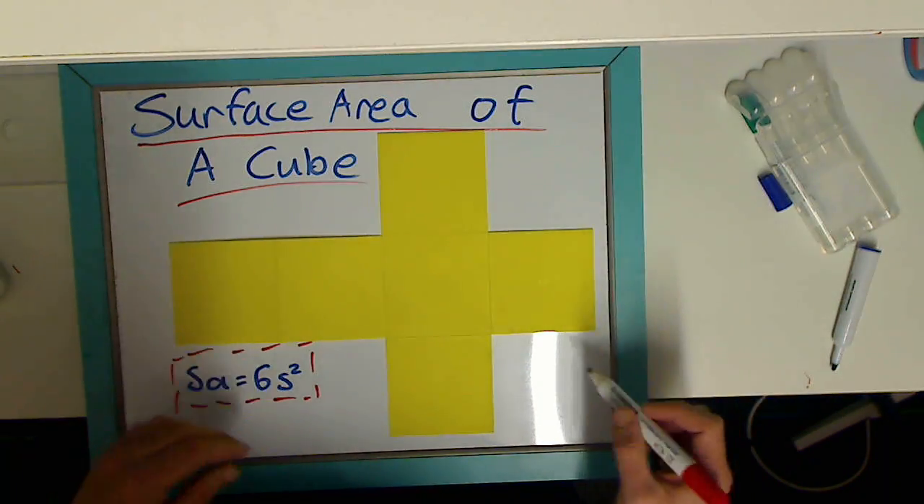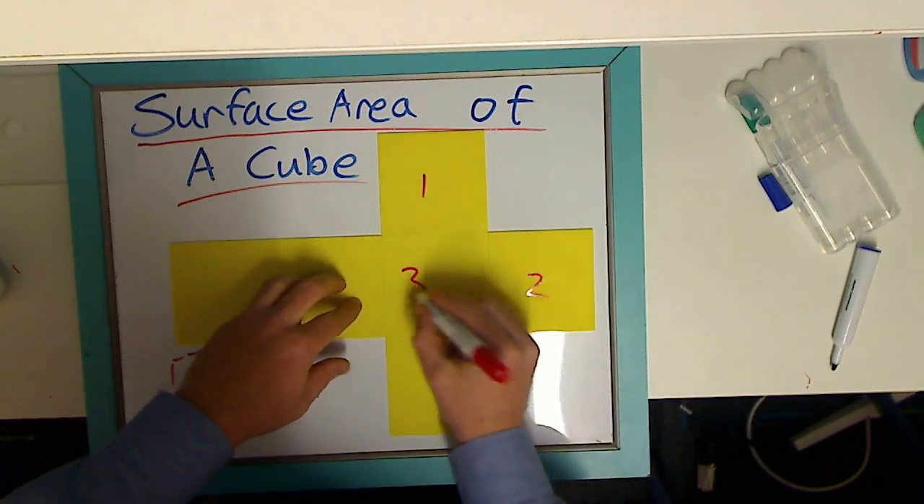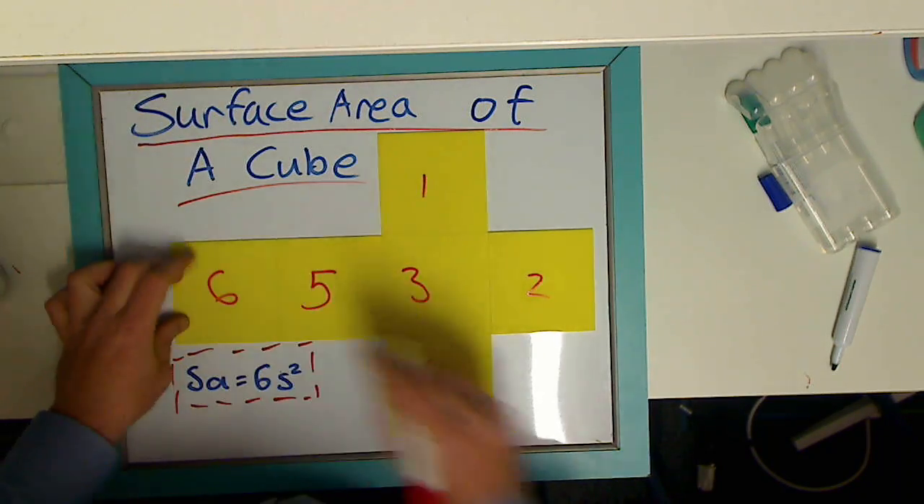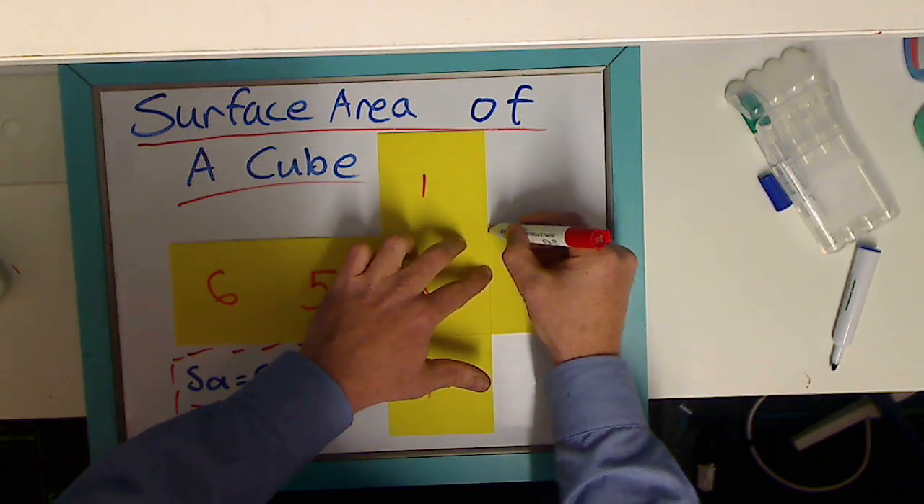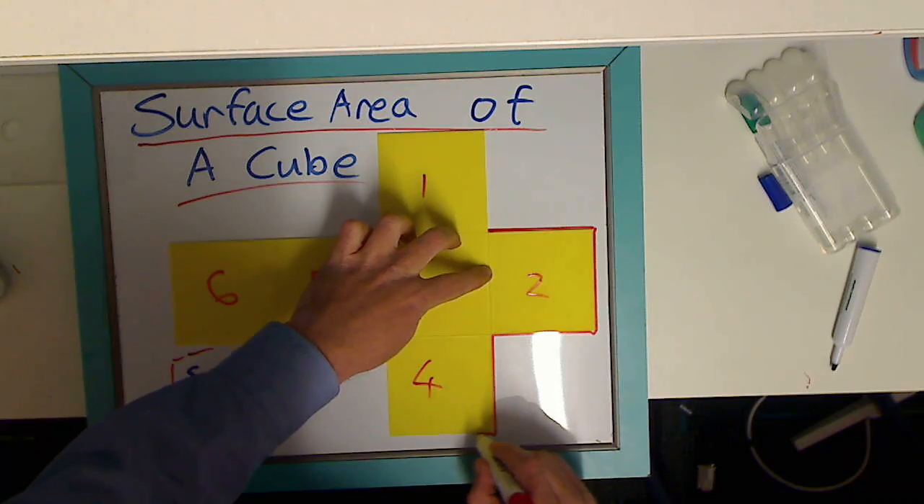Okay, it's made up of 1, 2, 3, 4, 5, 6 faces. Okay, and each of them is a square.